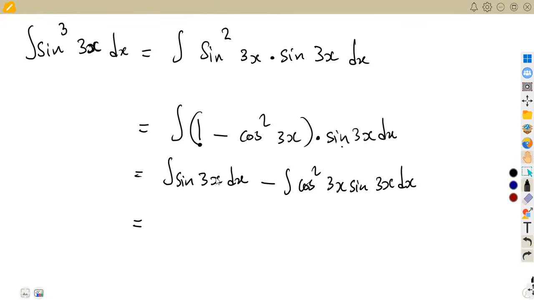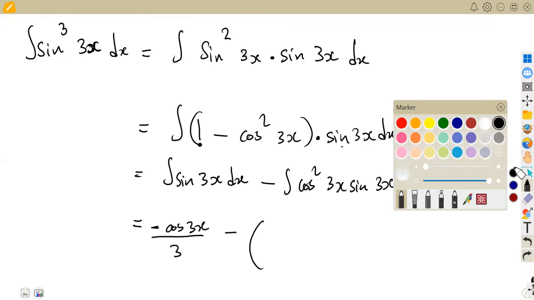Okay, let us integrate sine. We say sine changes to cos. So this will be negative cos of 3x over 3. Okay, minus, take a closer look at what is happening here. We are supposed to integrate this, but how? How can we integrate this?